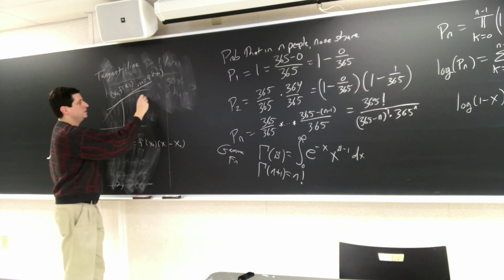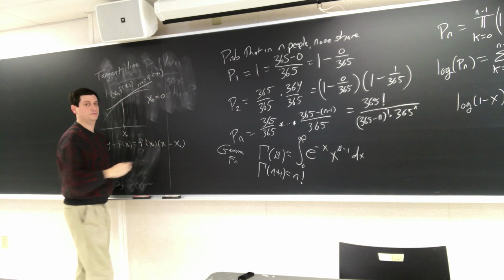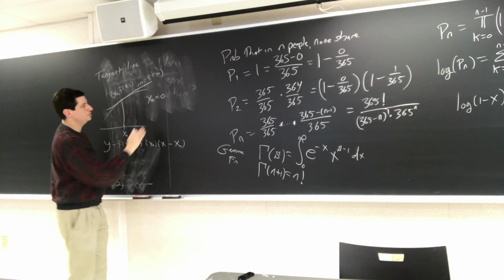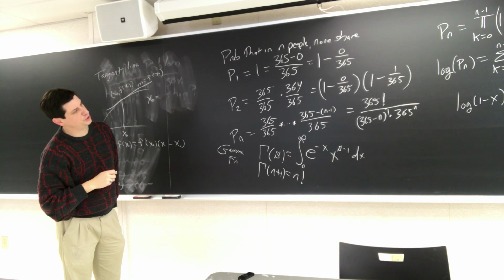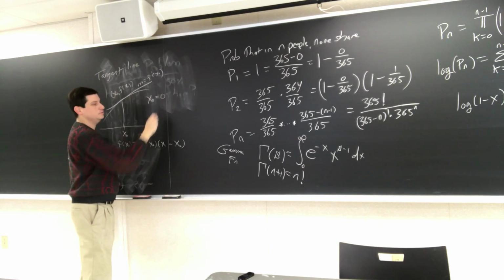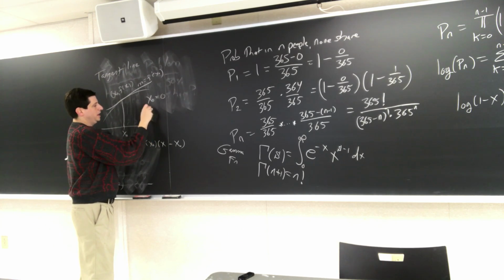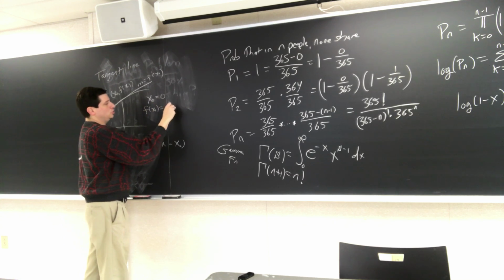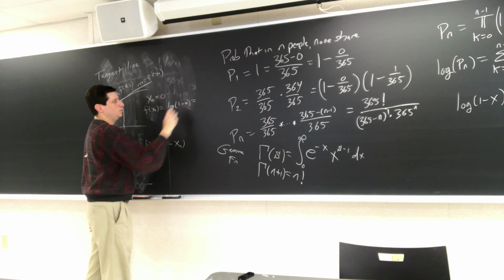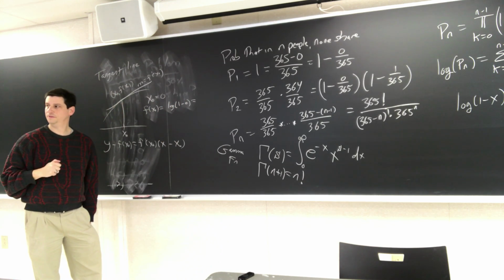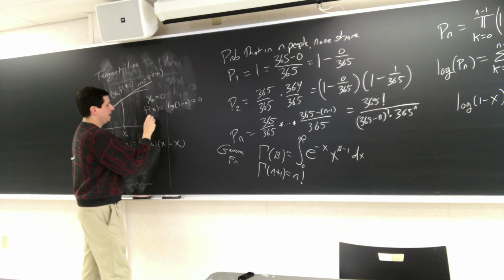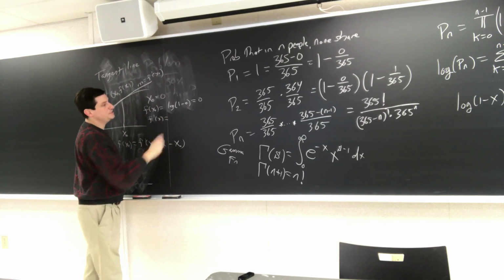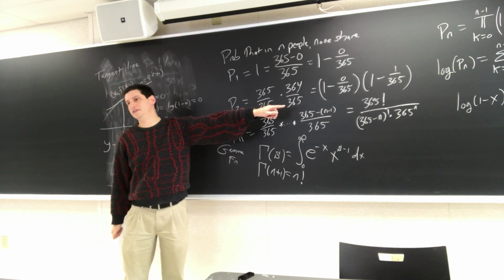For our problem, x naught is 0. Oh, sorry, x naught is not 0. X naught is 1. No, we're doing the log of 1 minus x. X naught is 0. F of x naught is the log of 1 minus 0. And what's the log of 1 minus 0? 0.